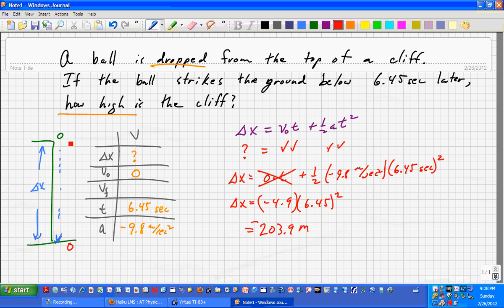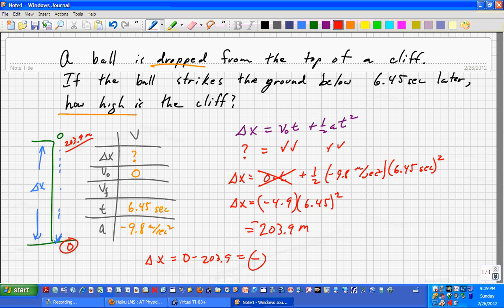Keep in mind this is 0. This is 203.9 meters up here. My change in position is going to be final minus initial. So this is my final position. This is my initial position. So change in position for something falling is going to wind up being like 0 minus 203.9, which is going to give me a negative. So my change in position is going to be negative.